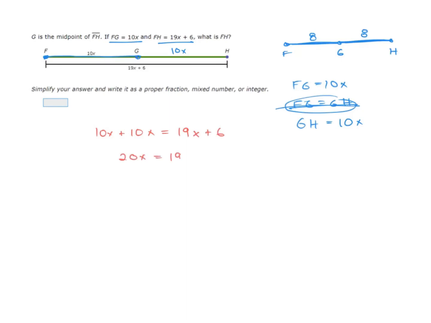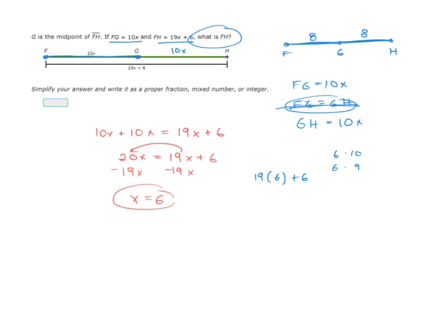20x is equal to 19x plus 6. Here I don't have to move numbers, I just have to move letters. And I get x is equal to 6. Don't forget they want FH, which is 19 times 6 plus 6. Here I do 6 times 10, 6 times 9, which is 60, 54. And I'll do 60 plus 50 plus 4, which is 114, plus 6. Some mental math there. You can rewind and see if you can crack the code on how I'm doing that. I'm breaking the numbers down to tens and ones, really.